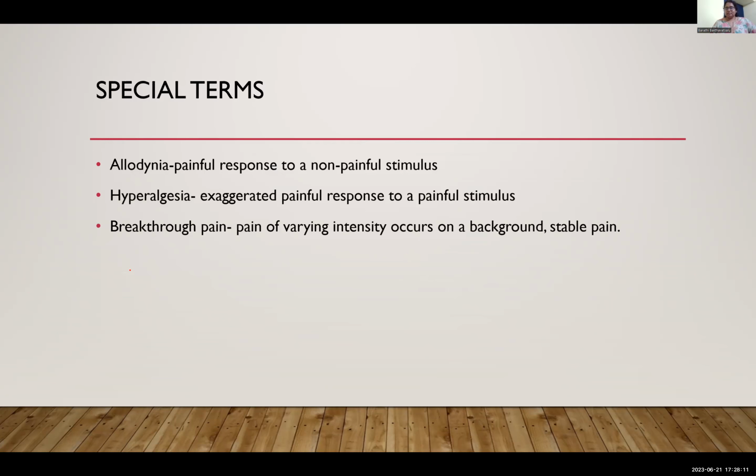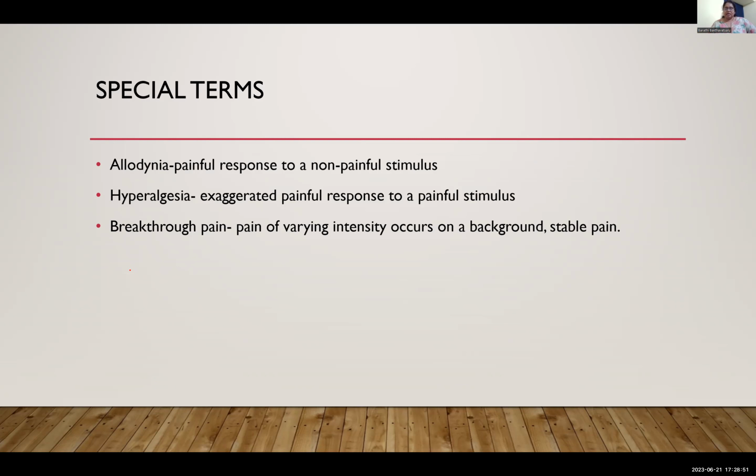So there are certain terms I just want to bring the attention to. So these things may be described by patient, but you do not know unless you know this is a type of pain. Okay. So allodynia, so patient may say that, even if somebody touches in that area, I have pain. So painful response to a non-painful stimulus is called allodynia. So that means patient is having allodynic pain. This could occur in neuropathic pain.